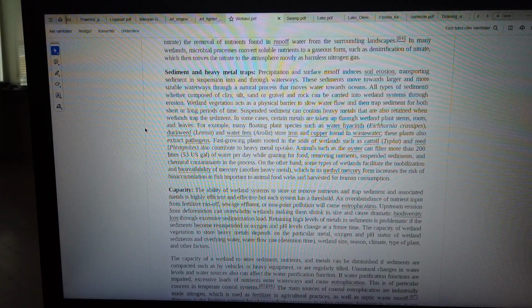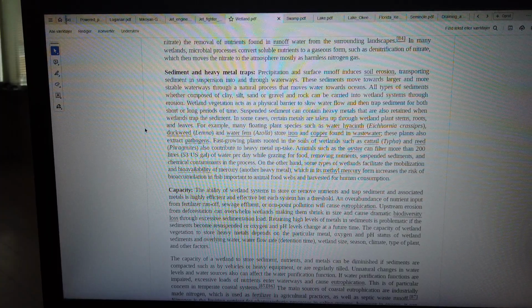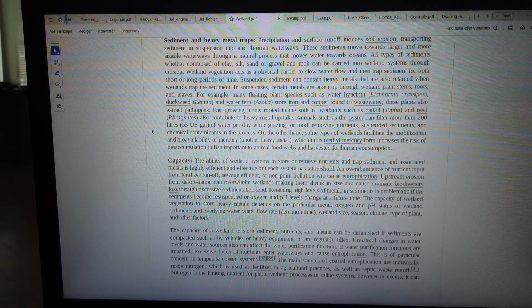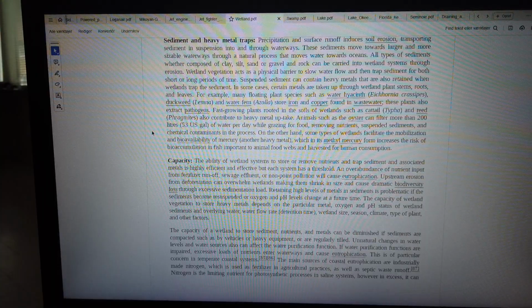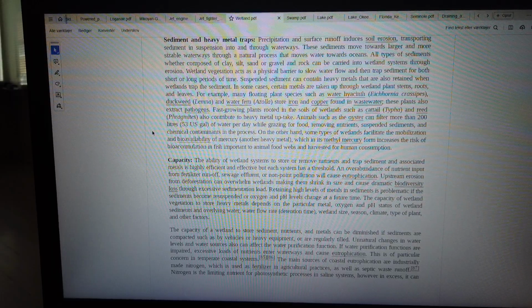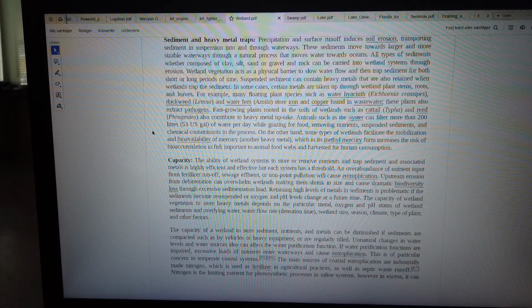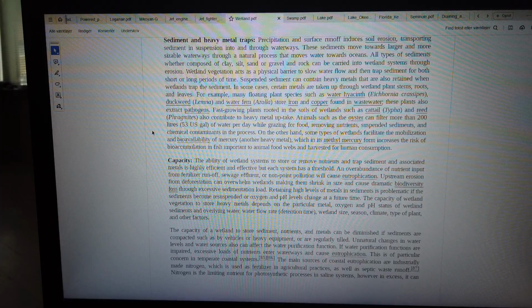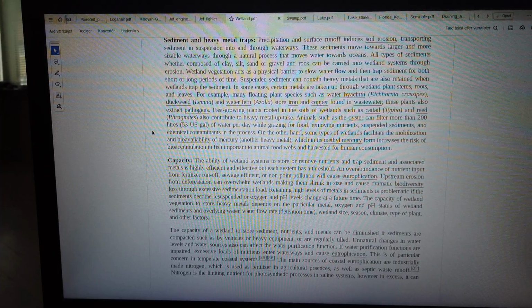On the other hand, some types of wetlands facilitate the mobilization and bioavailability of mercury, another heavy metal, which in its methylmercury form increases the risk of bioaccumulation in fish, imported to animal food webs and harvested for human consumption. Capacity. The ability of wetland systems to store or remove nutrients and trap sediment and associated metals is highly efficient and effective, but each system has a threshold.